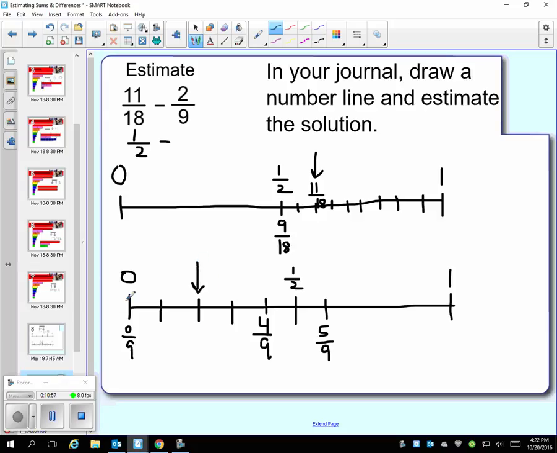So is that closer to 0 or to a half? It's closer to 0. So estimated 11/18 minus 2/9 is something close to a half minus 0. So our answer is going to be close to a half.